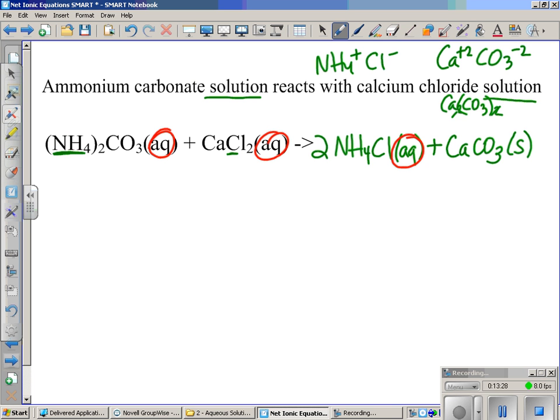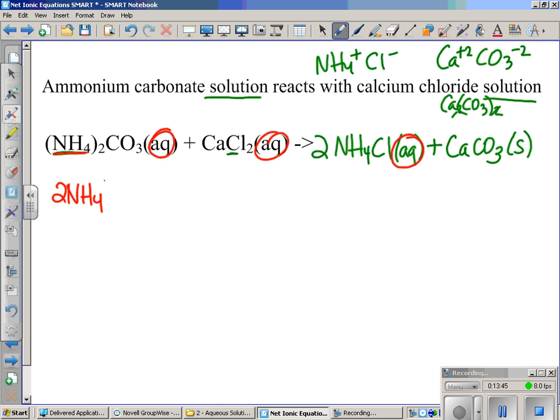Now I want you writing the aqueous and the solid in the molecular equation, but you don't have to write it past here, okay? Because once you start breaking them up, then you're accounting for the fact that they are aqueous. But in the molecular equation, you need to have those AQs and S's written. So let's start to break this up.